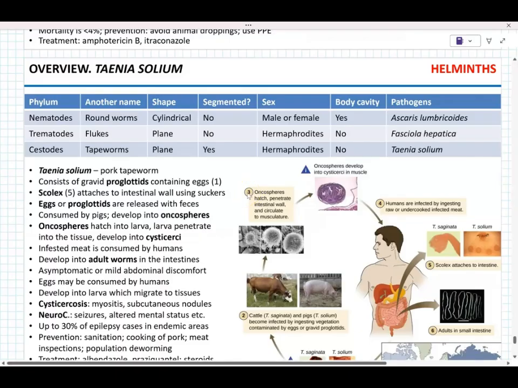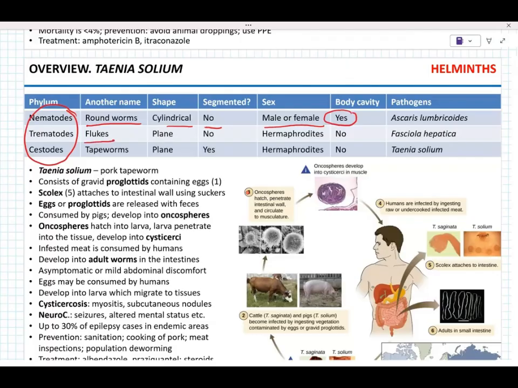And my second favorite organisms in this course, helminths. They are absolutely adorable. You need to know 3 major taxa, major phyla: nematodes, trematodes, and cestodes. And you need to understand what's the difference. Nematodes, roundworms with a cylindrically shaped body. They don't have segmentation. They have proper sexes. And they have pretty developed organ systems with a body cavity.